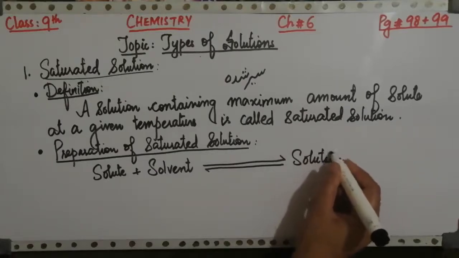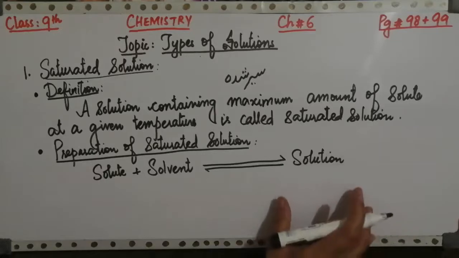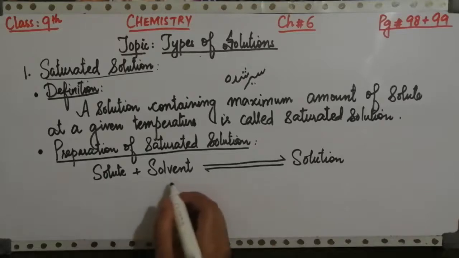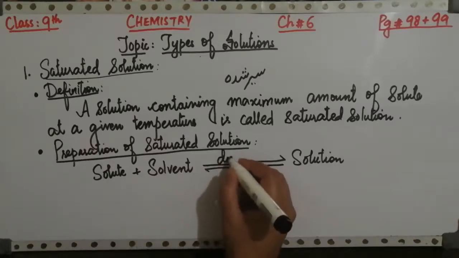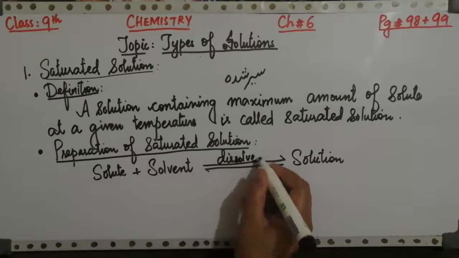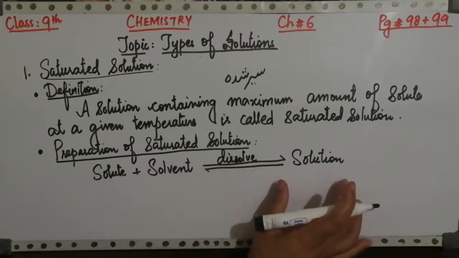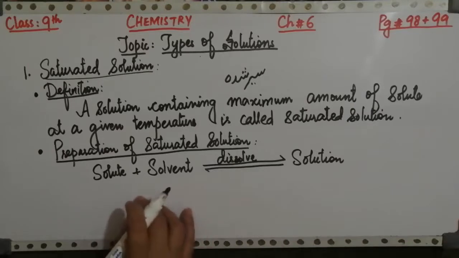Which type of solution have you observed in the experiment? Salt solution. So in this reaction you can also observe when solute dissolves in solvent, solution is formed. But if the process is reversed, what happens?